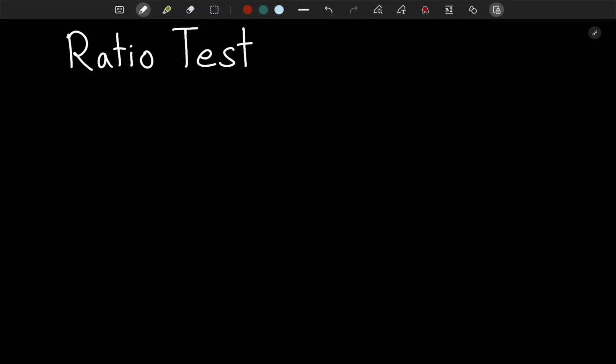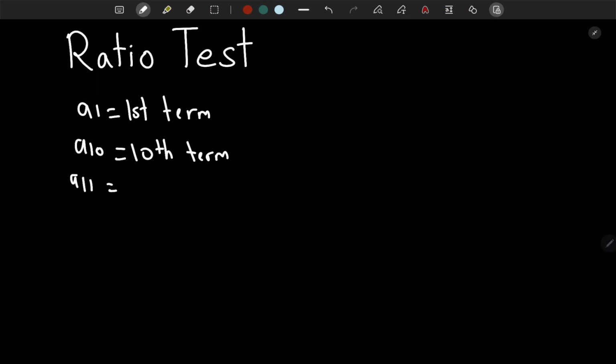So in this video, we'll be going over the ratio test. When you hear the word ratio, what is the first thing that comes to your mind? Ratio is basically dividing two numbers, and in this test, we simply divide two consecutive terms of the series. For example, let's say we have a of n, which is the first term. Since a of n is the first term, a of 10 will be the 10th term. If you want to find the ratio, let's take a of 10 and a of 11. We will simply divide the 11th term by the 10th term.